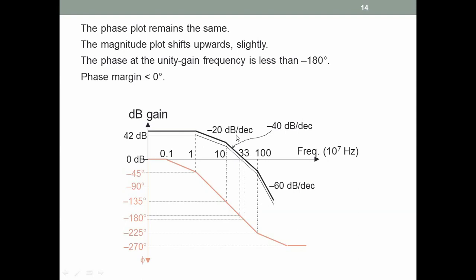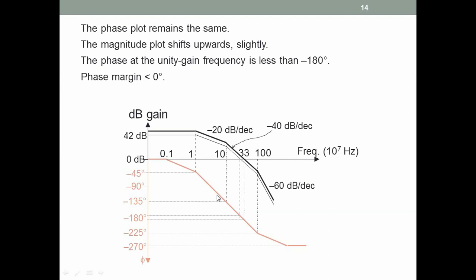Okay. What is the impact of this on the unity gain frequency? So this was the earlier one, that darker is the new one. So the earlier one had the unity gain frequency at this point, 33 times 10 raised to 7. Now, because the whole plot has shifted upwards, the unity gain frequency shifts to the right. The unity gain frequency is higher. Okay, so this is the effect of increasing the gain. The unity gain frequency becomes higher.